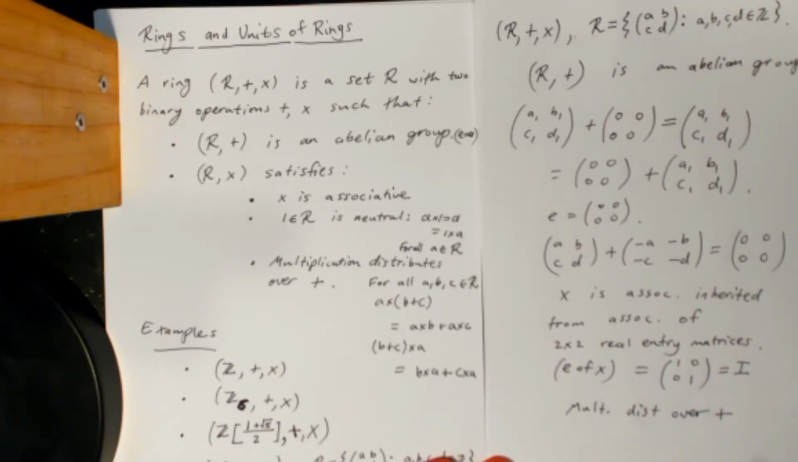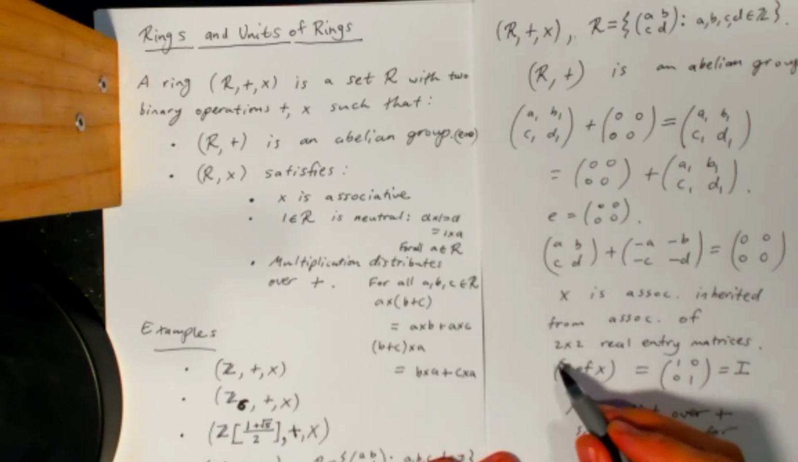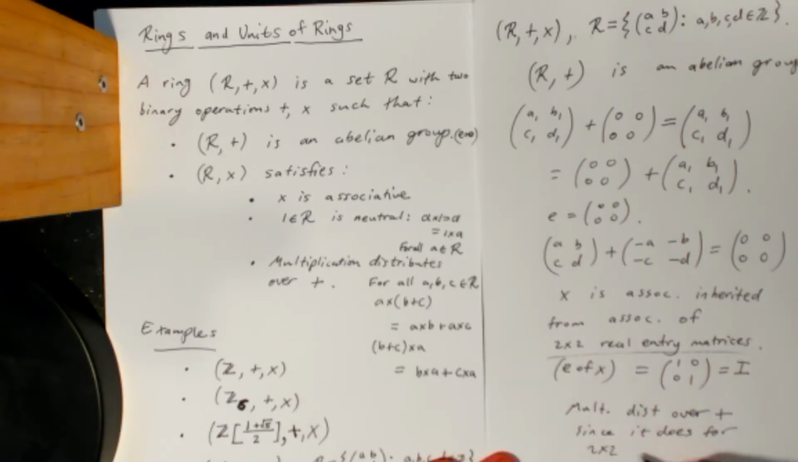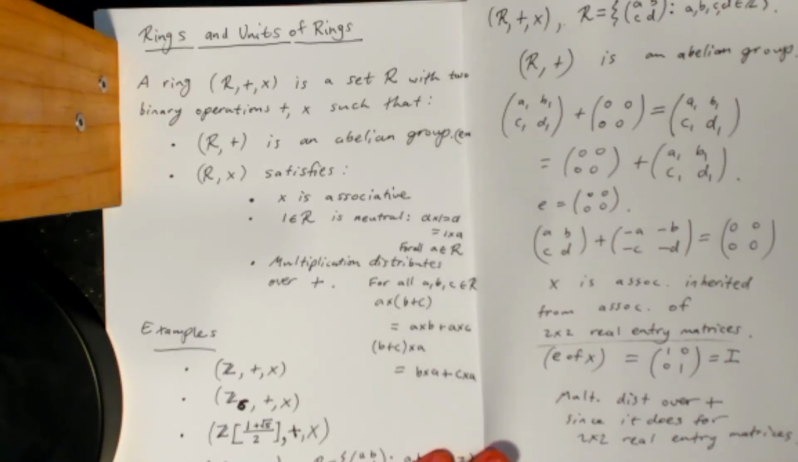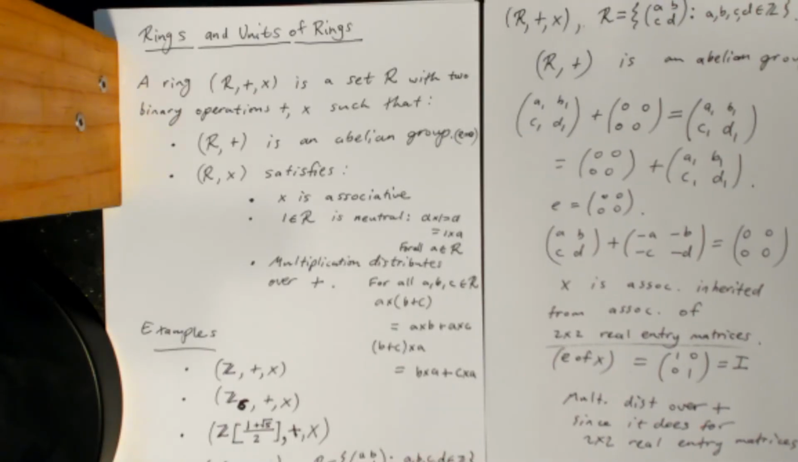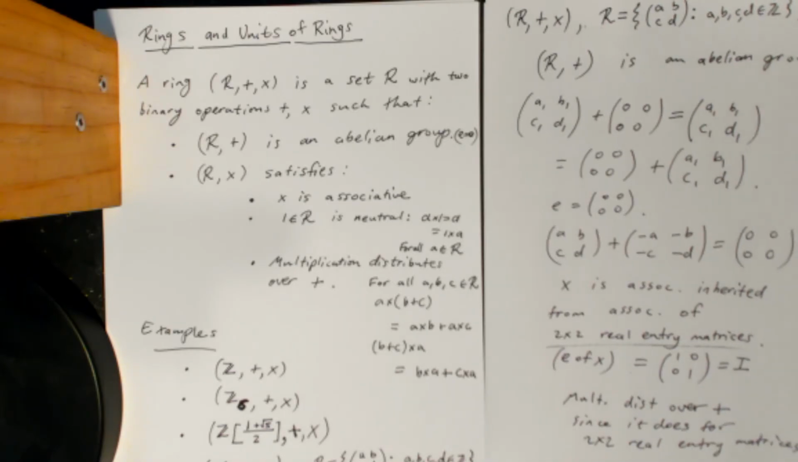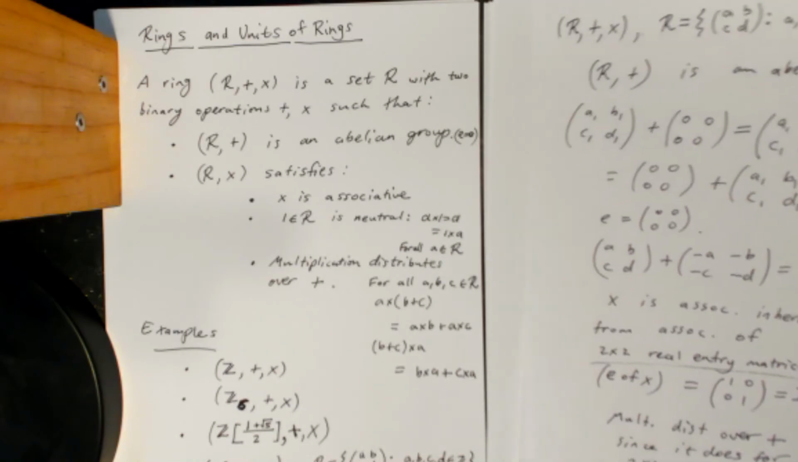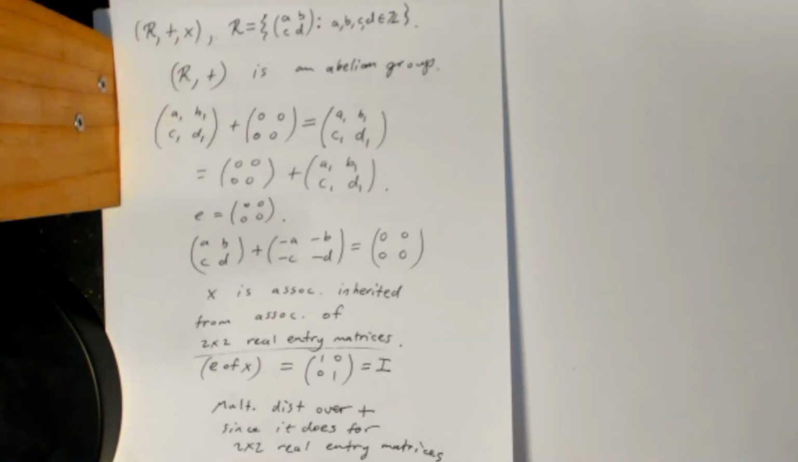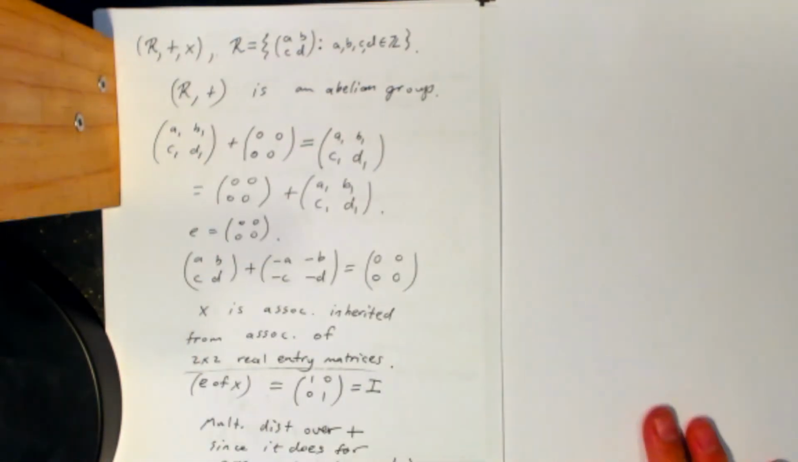Right, and again it does so since it does for these 2 by 2 real entry matrices. Okay, so we see that we have a ring. So now that we have a ring, let's consider the units of this ring. So which elements of this ring are invertible?